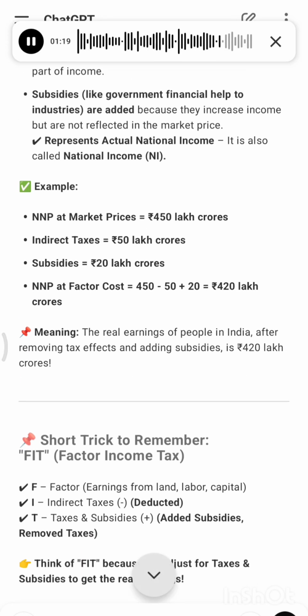Short trick to remember: FIT. F, factor income: earnings from land, labor, capital. I, indirect taxes, deducted. T, taxes and subsidies: added subsidies, remove taxes. Think of FIT because we adjust for taxes and subsidies to get the real earnings.